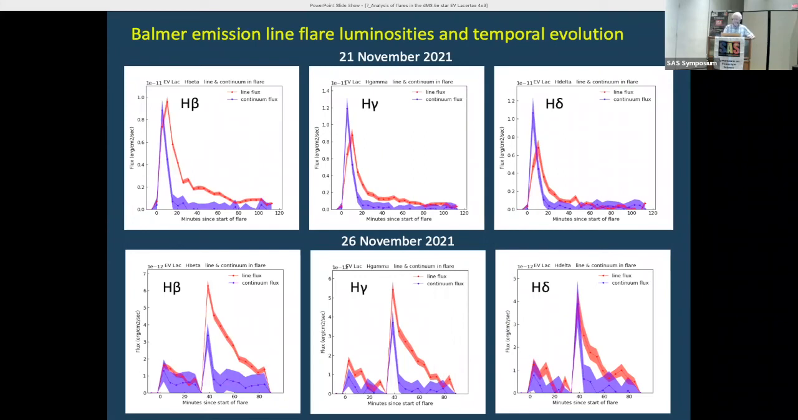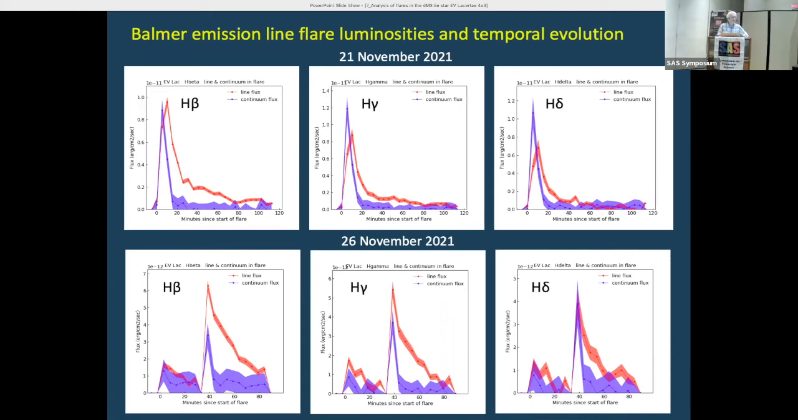The bottom row is the analysis of the spectra recorded on the 26th of November, where we actually had two flares, a very small one and then a much bigger one. We were not able to resolve the peak in the continuum flux rising and the flux in the lines themselves rising. The better we can resolve our spectra in time by taking shorter exposures, the more we'll be able to say about what that real lag is.